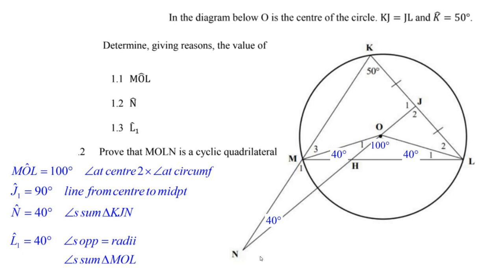But the other one is if you have 2 angles, see this angle N and this angle L1, they both open up to OM, to one side of the quad. Well, that's angles in the same segment. So now we can say MOLN must be a cyclic quad because of the converse of angles in the same segment. It makes it a cyclic quad because N equals L1. And there you go.